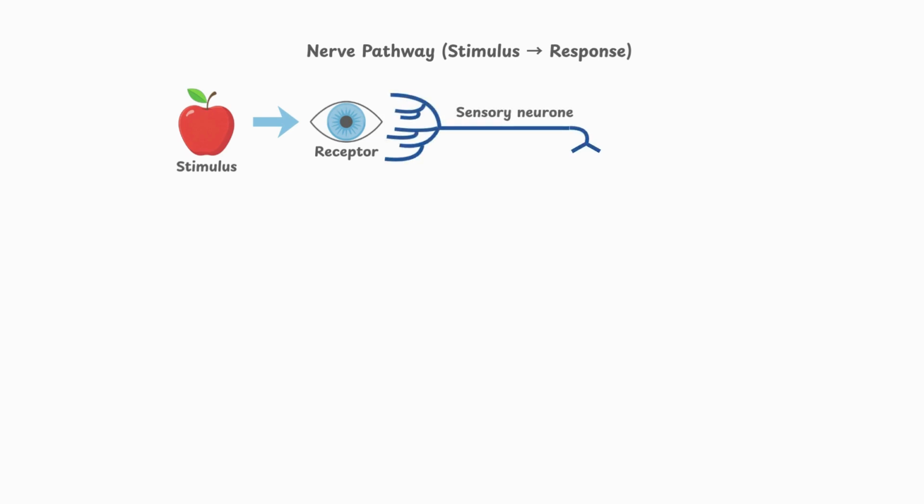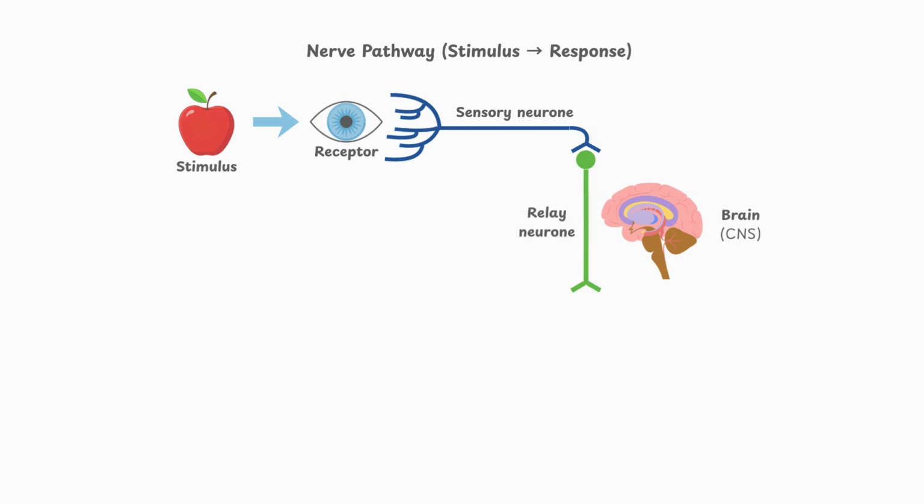The pathway of information through the nervous system follows a clear sequence. It begins with a stimulus, like seeing an apple. Receptors detect the stimulus and convert it into an electrical impulse. This impulse travels along a sensory neuron toward the central nervous system. Inside the CNS, a relay neuron passes the signal through the brain.